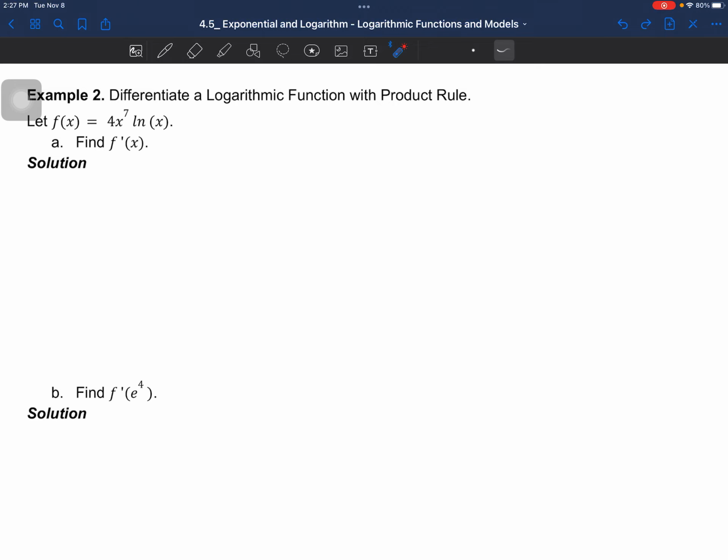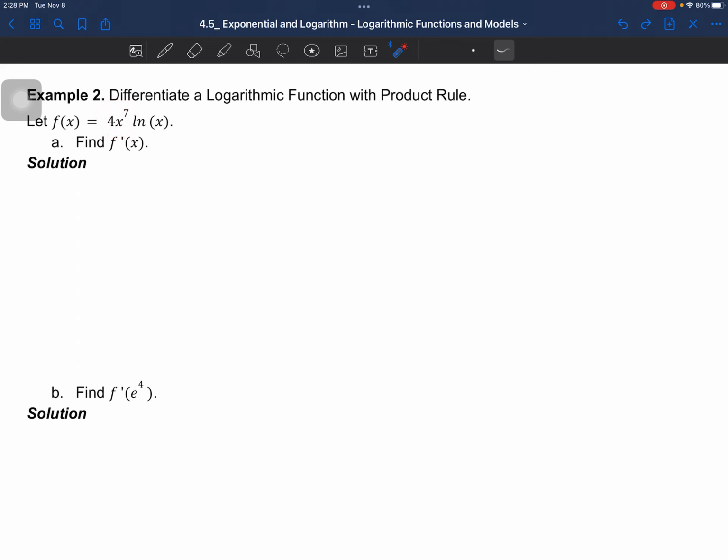Welcome back. So we're going to jump into example number 2. We're going to find the derivative of this function that has logarithmic expressions. In this case, we have a function f of x that is equal to 4x to the 7 times the natural log of x. So of course, this is a type of logarithmic function, or a combination of, and we're asked to find the derivative.